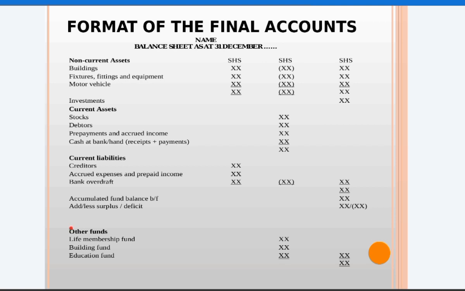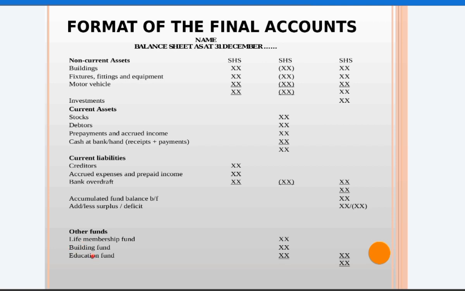And then, of course, the financing of these net assets can also be by way of other funds, like we can have a life membership fund. Sometimes those who become life members of the non-profit making organizations will have contributed monies for the life membership. So those life membership contributions are put in a particular fund. You could also have a building fund. This is the monies put aside for the purposes of building. And we could also have an education fund. Sometimes monies could be put in a particular fund for the purposes of education.